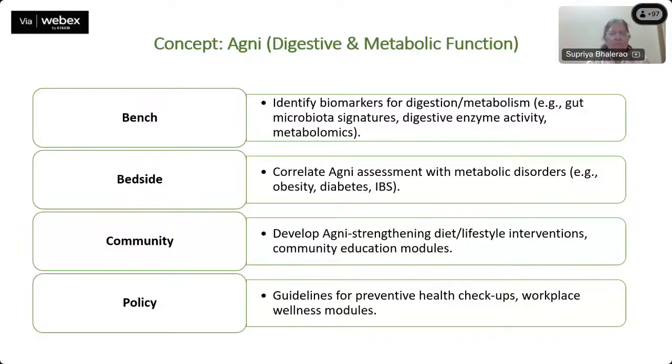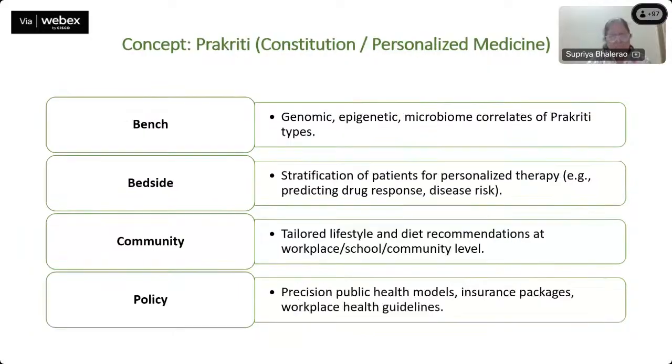Then in community, you can develop Agni strengthening diet and lifestyle interventions, and community education modules, such as don't eat if you are not hungry, don't eat within 6 hours of the last meal. You can make modules and take them to the community. And lastly, policy: guidelines for preventive health checkups and workplace wellness modules. These can be developed and implemented at, for example, some IT institute. So these can very well go in at least the workplace policy. So this is how you can work on the concept of Agni.